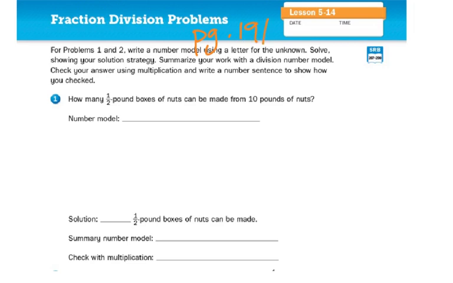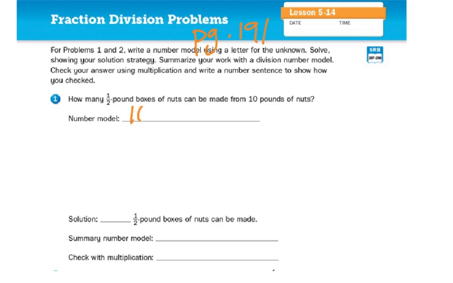It says for problems 1 and 2, write a number model using a letter for the unknown called the variable. Solve showing your solution strategy. Summarize your work with a division number model. Check your answer using multiplication and write a number sentence to show how you checked. We're also going to draw a picture. Number 1, how many 1/2 pound boxes of nuts can be made from 10 pounds of nuts?